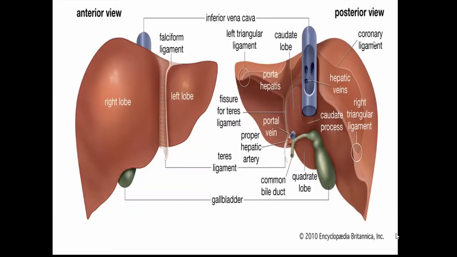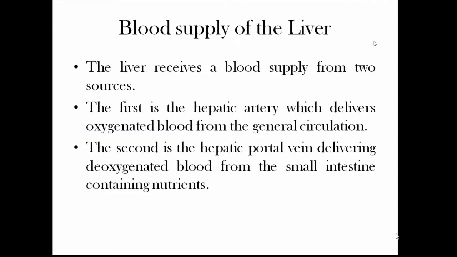Okay, and that is the posterior view, and these are the pictorial presentations. You saw this in anatomy the other day. The liver has two main sources of blood supply. The first is its own, called the hepatic artery, which delivers oxygenated blood from the general circulation. So the liver's own needs are supplied by the artery.